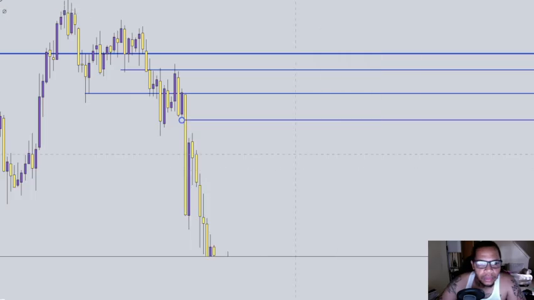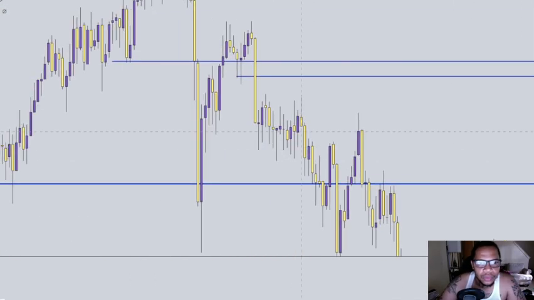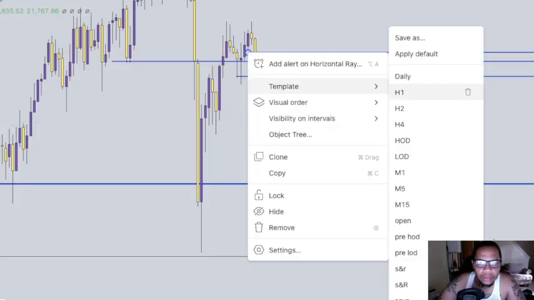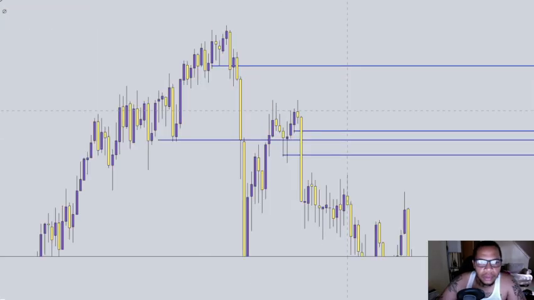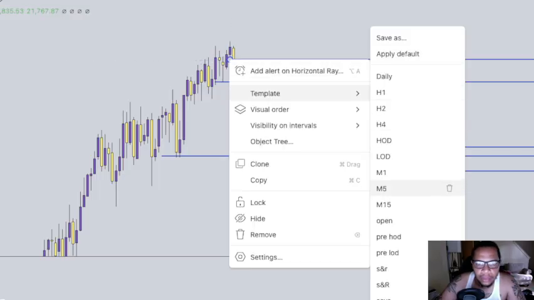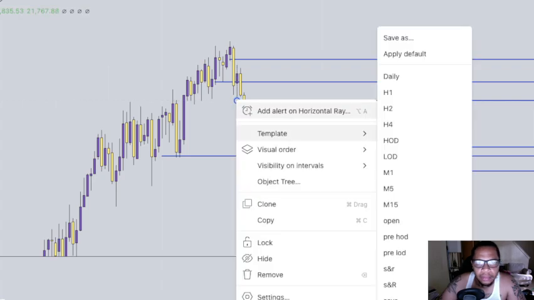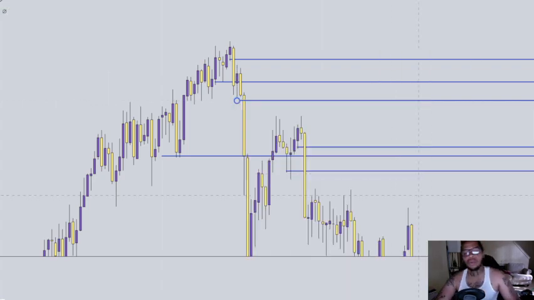M1. Remember, it's the last candle before the push. That's your support areas and your demand areas. M1. Okay. All right. Cool.